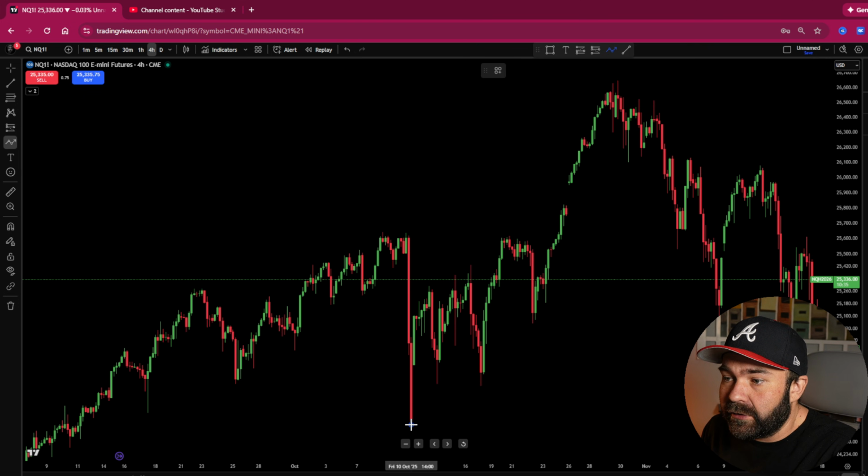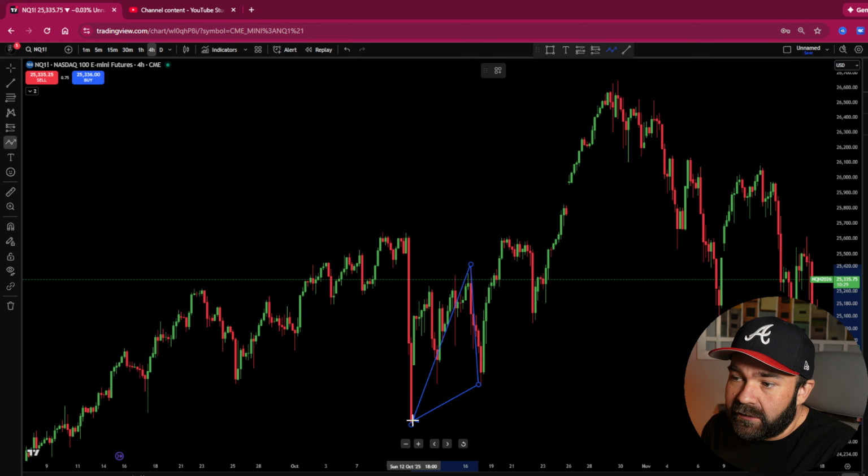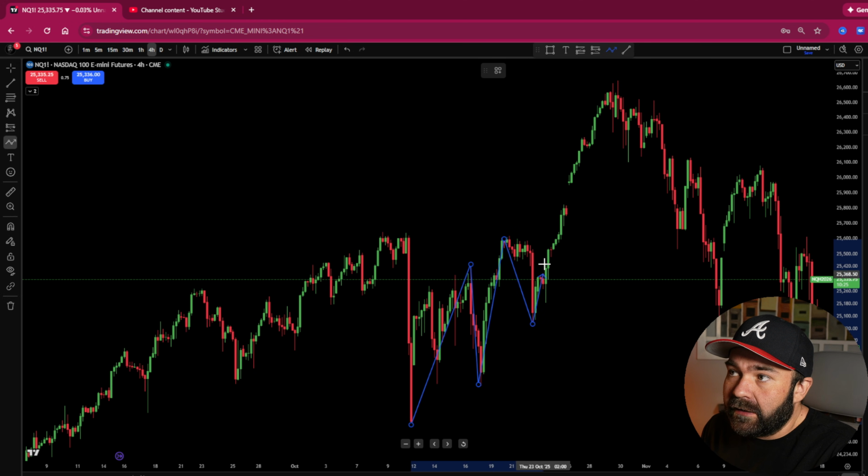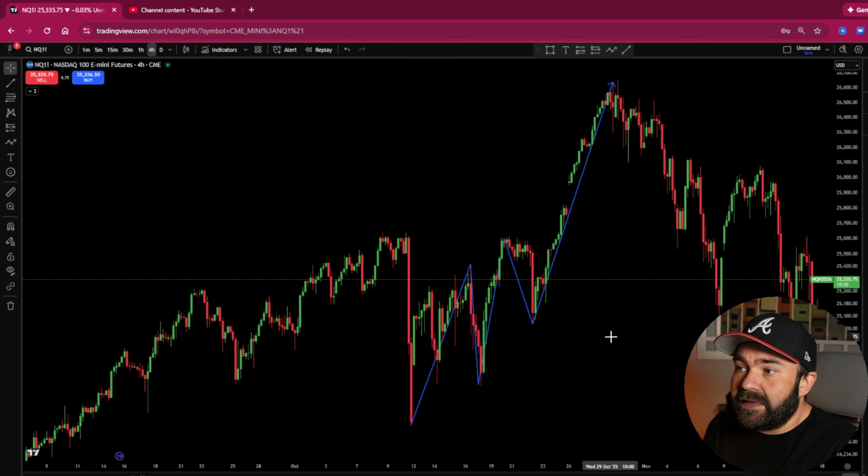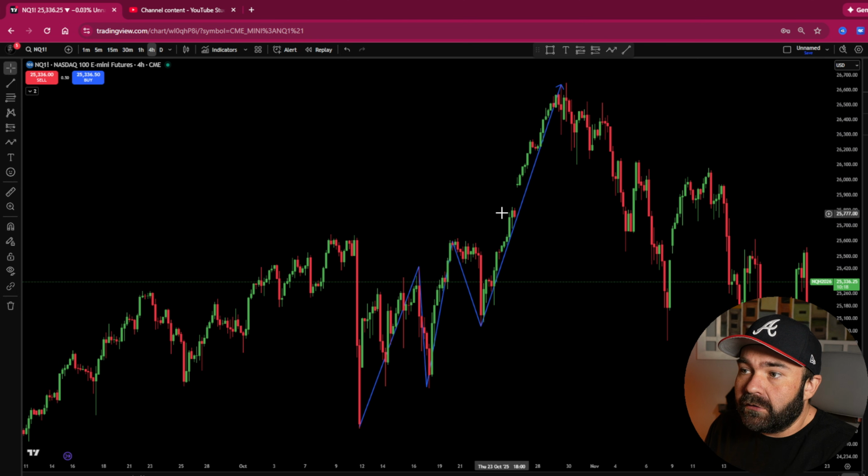This is our starting point down here at the bottom. We then go to a higher high, a higher low. Why is it called that? Because it's above our starting point. It's a higher low, higher high, higher low. And then we have our third leg right here, which is bigger than all of this combined.